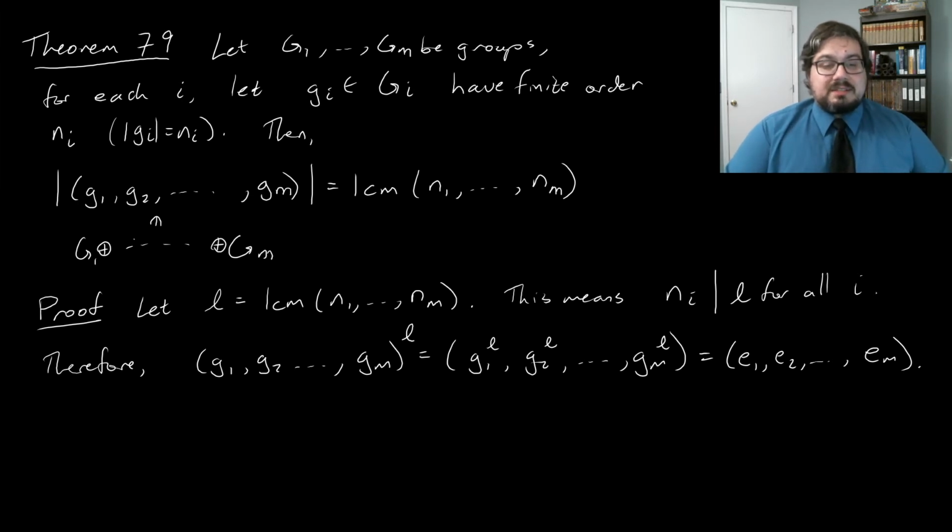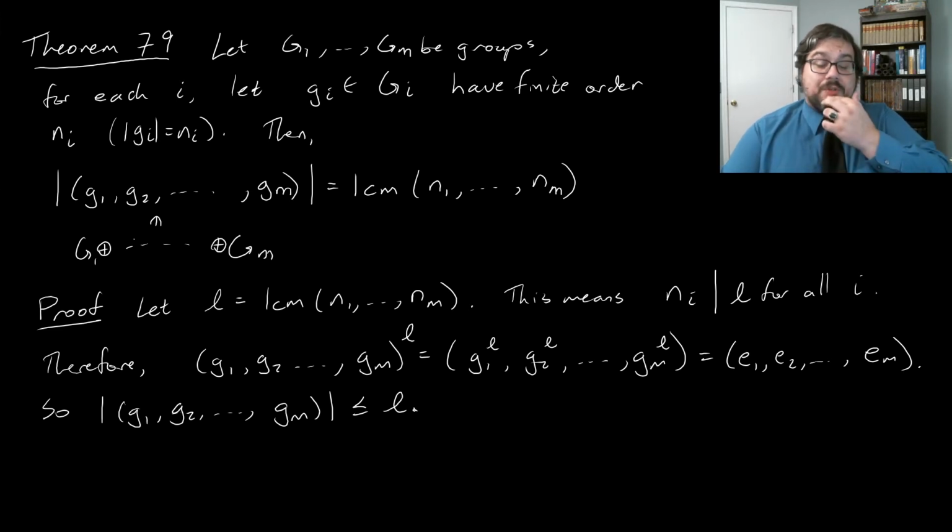So that tells us that the order of the tuple G1 through GM is less than or equal to L. In fact, it shows us that it divides L, but being less than or equal to is all we're going to need. So the order of the element G1, G2, up through GM is less than or equal to L. We're actually trying to show that it is strictly equal to it.